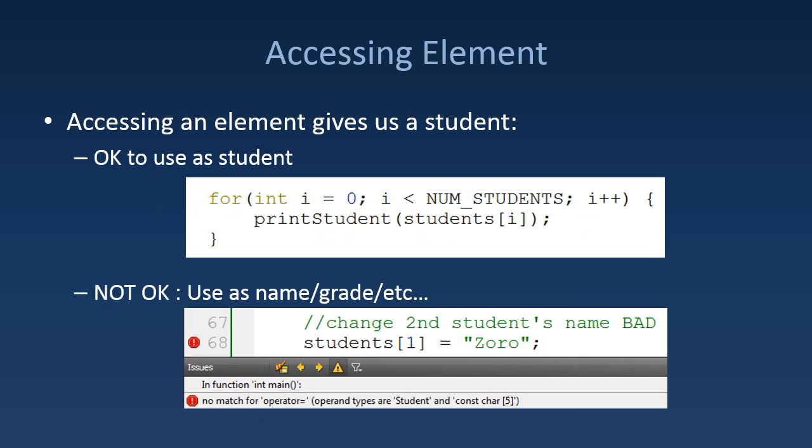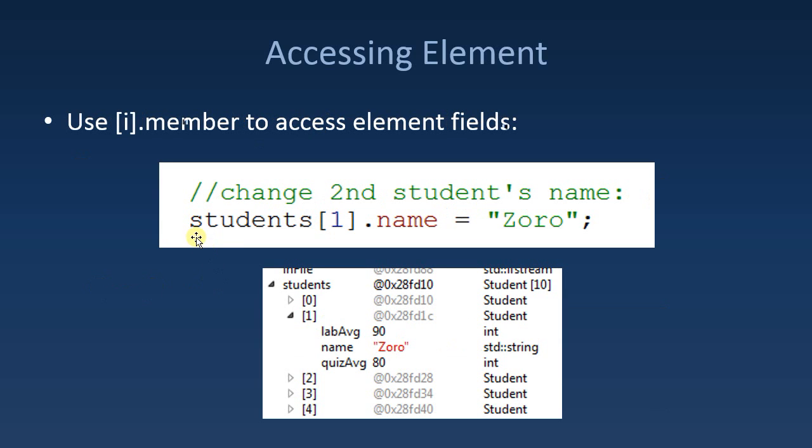Now if I'm calling a function and I want to talk about a whole student, then that's great. I could say print student and say the one I want to print is students sub I because I'm going through this loop, and so print this whole student. But if I want to talk about one particular part of one particular student, I have to go get the right student and then access that part.